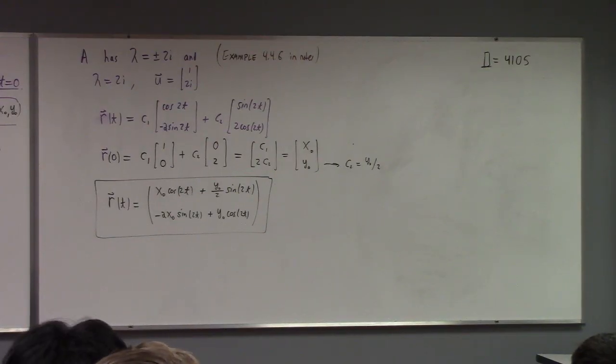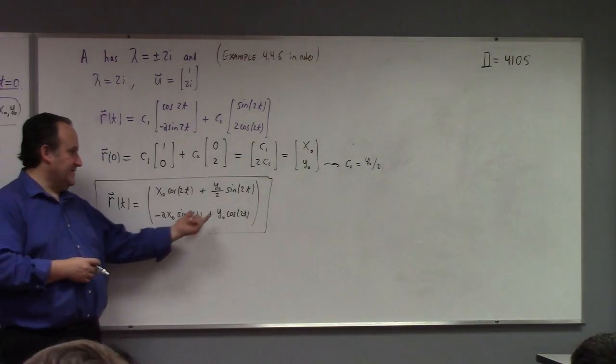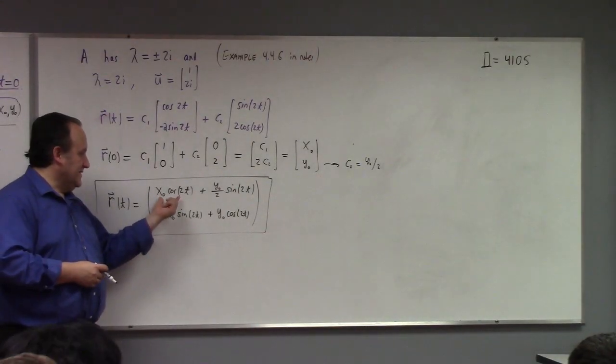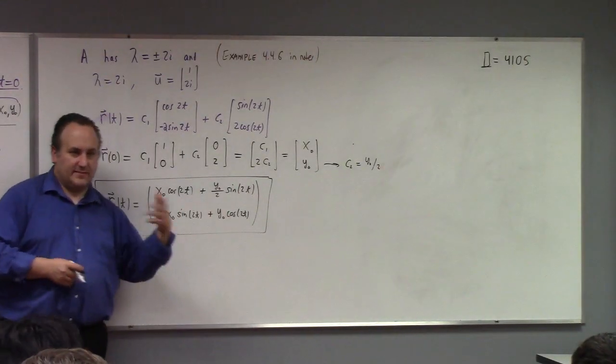And you can check your answer, right? If I plug in time 0, what should we get? We better get back out x naught y naught, and that's what we get because the sine is 0 at 0. So it just leaves us x naught times 1 and y naught times 1, and there it is.